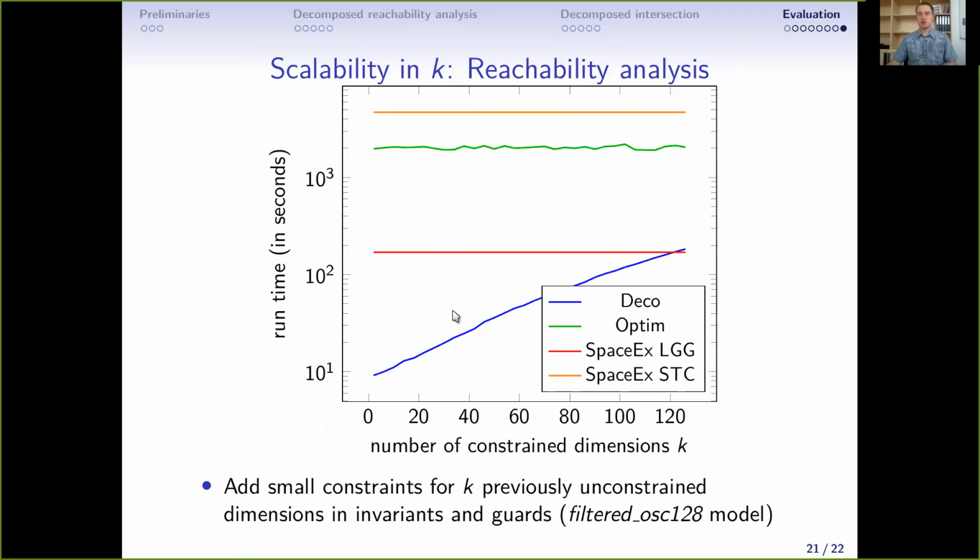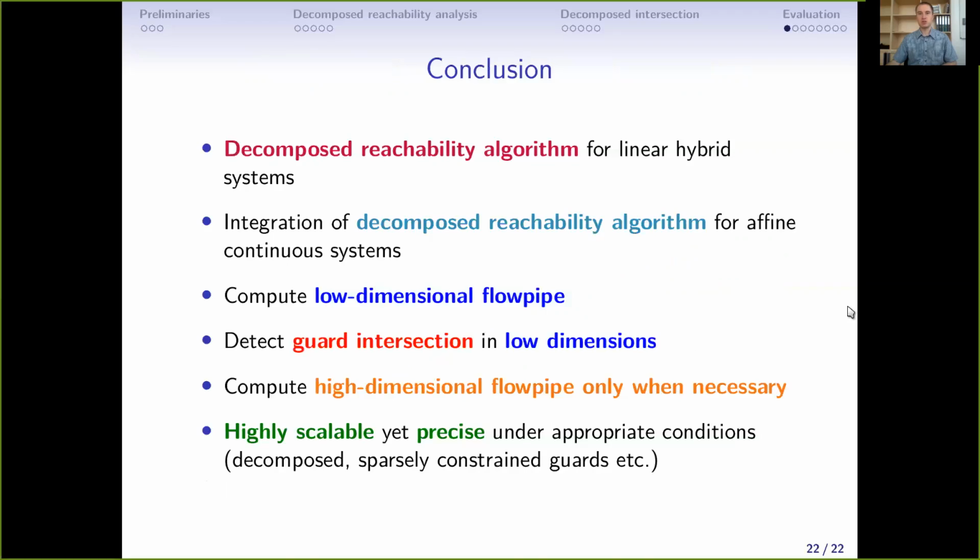And this is the final experiment for the scaling of our algorithm in the number of constrained dimensions. And yeah, as before, the high dimensional algorithms are really not affected by that. But our algorithm scales very nicely. This is a log scale, by the way. And only at the very end, we come to a crossover with SpaceX. But typically, you would hope for some k in this area, and then it's clear that this is much more efficient.